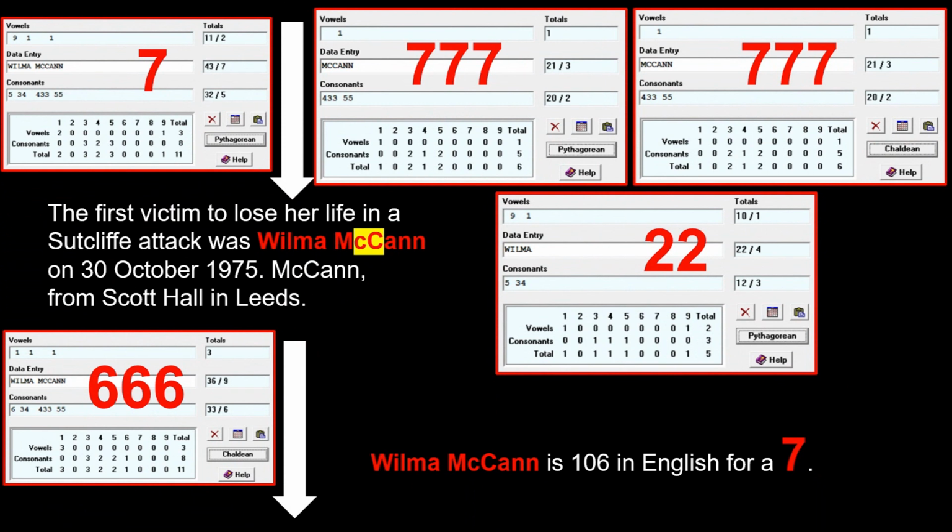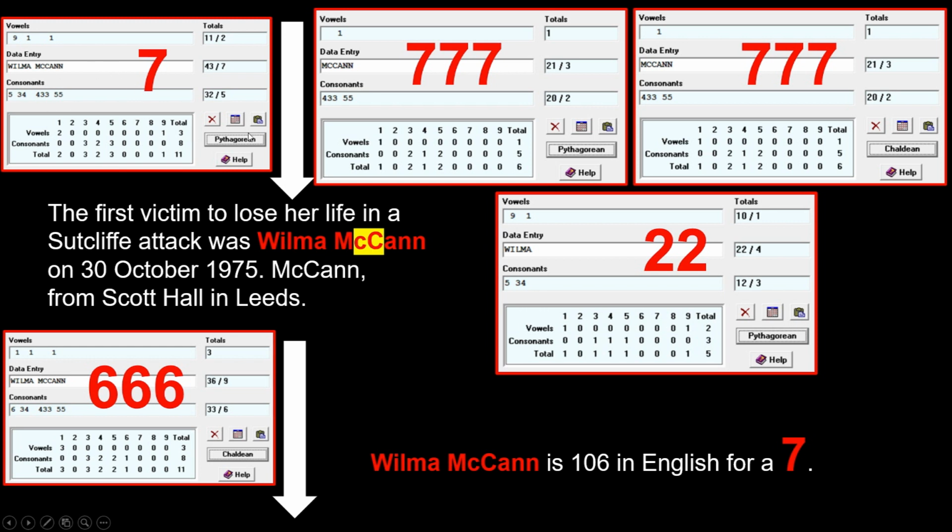Okay, so we move on to the first victim that lost their life. And look at this name. We've seen this name numbers of times in various well-documented violent events, haven't we? And I can think of one involving a young girl on a holiday. But this was the first victim, and this one was Wilma McCann.